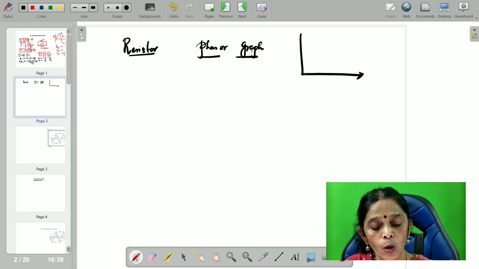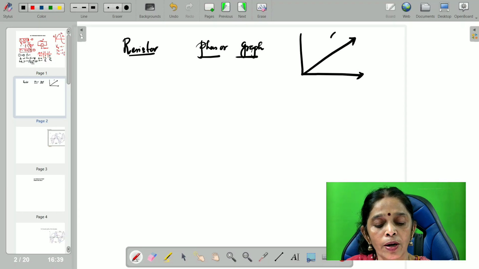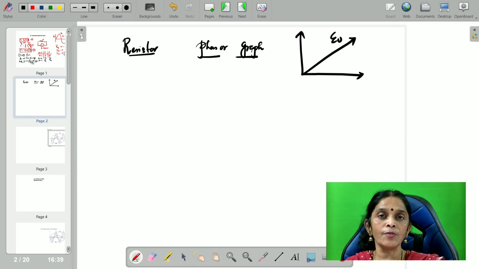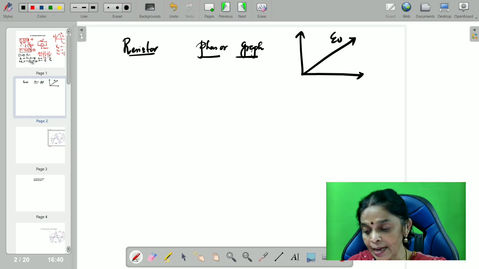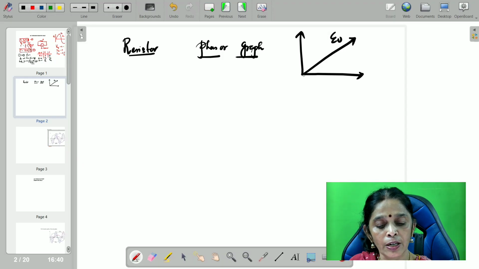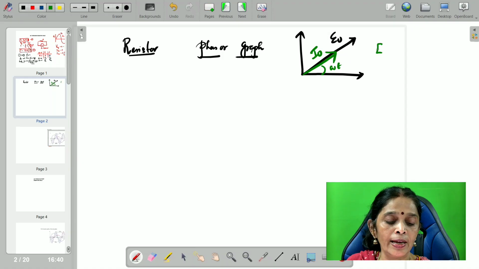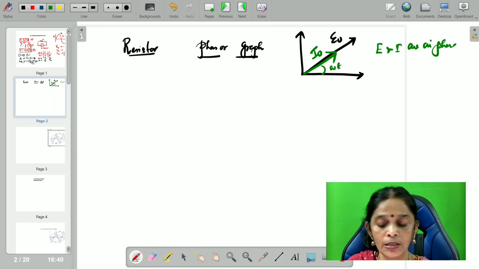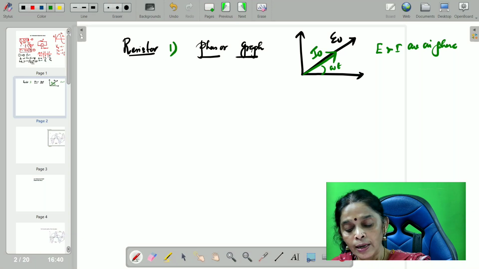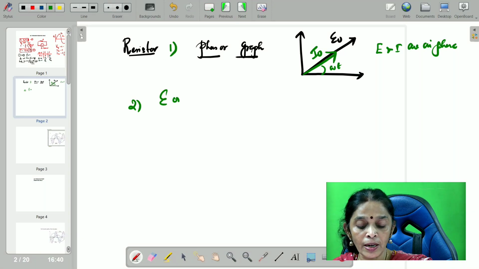So let me take always E naught in the first quadrant. I have taken E naught in the first quadrant. I and E both are in the same phase, just now we saw, right? So therefore, I naught in the same first quadrant, which shows that E and I are in the same phase. And of course, this is omega t. So E and I are in phase, no phase difference.